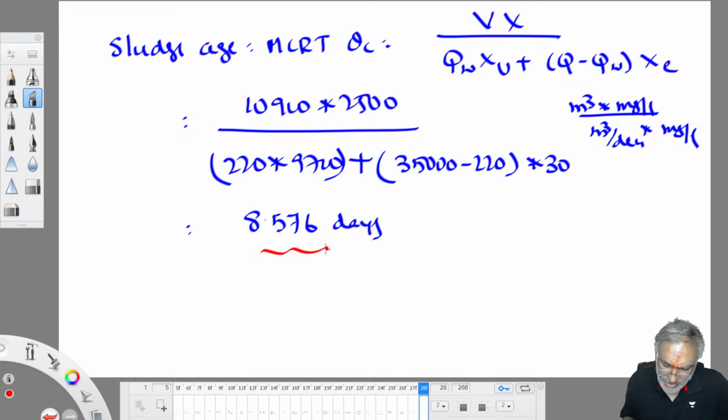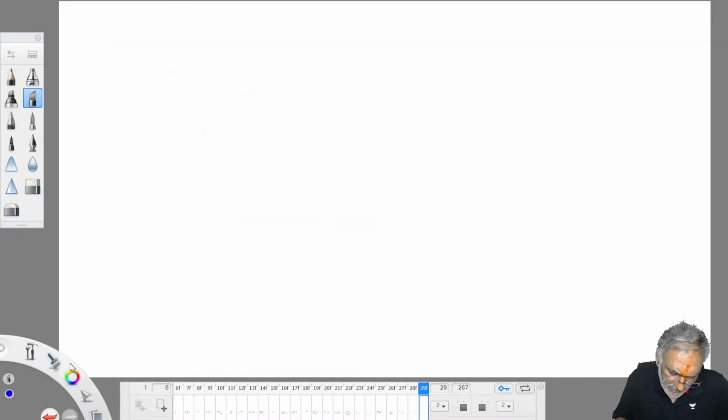Okay, let us try one more question. That's all. Activated sludge process. So simple, so easy. Those formulae you have to remember. Let us try one GATE question. This is being asked in GATE 2012.